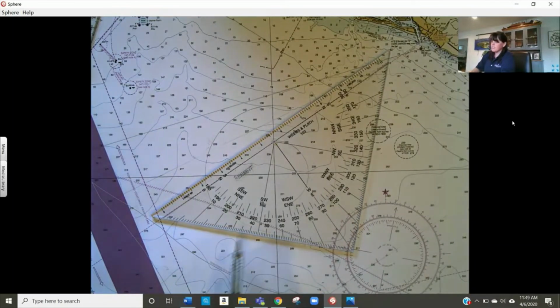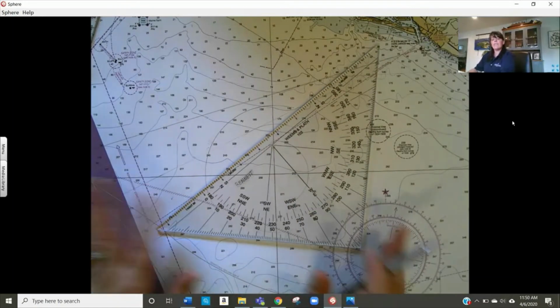I like this a lot better because the separation of these little tiny lines are bigger than these, and it can be hard to read these little magenta lines sometimes. So I feel this is a little bit easier to read.